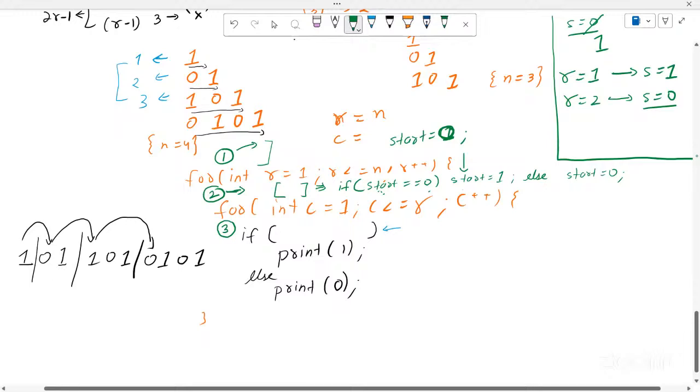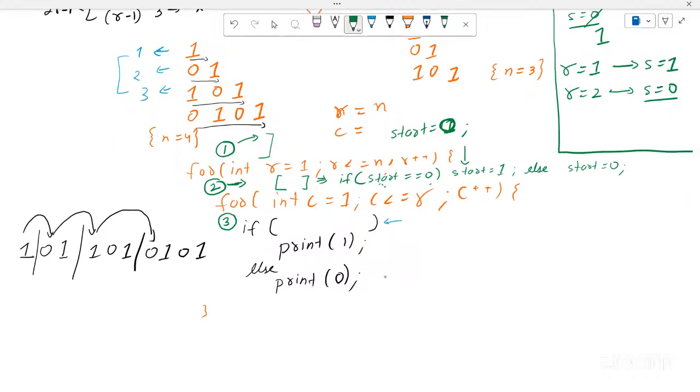Now what to print? Let's see. What is the first value you are printing? Is it always 1? Or is it the value that is of start? So for example, if you're in row 1, the first value you are printing is 1. If you're in row 2, the first value you're printing is 0. If you're in the third row, the first value is 1. And if you're in the fourth row, the first value is 0. So can I say that the first value which you're printing is equal to start?